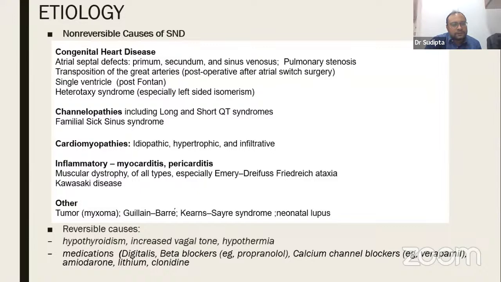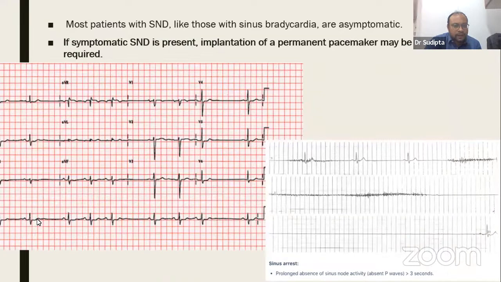Here you can see there is some sinus pause and some bradycardia, and the RR interval is irregular. But we can see that every P wave precedes the QRS complex. This shows sinus pause, and this shows sinus arrest, where there is no P wave for a long time, more than 6 seconds. If the P wave does not come for more than 3 seconds, it implies sinus arrest. If symptomatic sinus node dysfunction is present, then implantation of a permanent pacemaker is suggested.